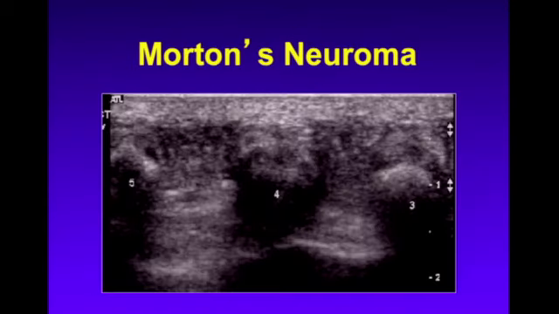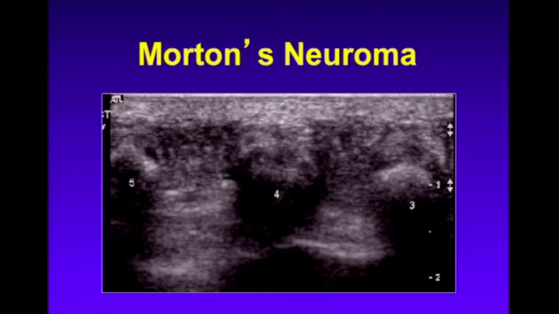Now, Morton's neuromas are fibrosis that occurs around the interdigital nerves, which lie between the metatarsals. So what I've numbered here in the short axis are the 3rd, 4th, and 5th metatarsals. Here we're at the level of the metatarsal heads and the toes, and we are looking for Morton's neuromas in between the toes. The most common spaces for them to occur are between toes 2 and 3 and toes 3 and 4.